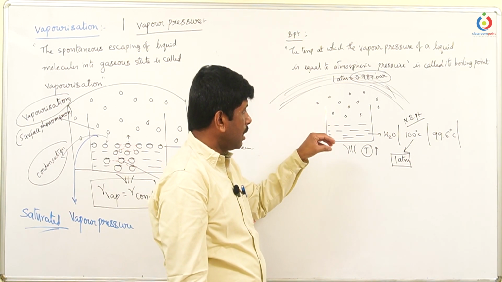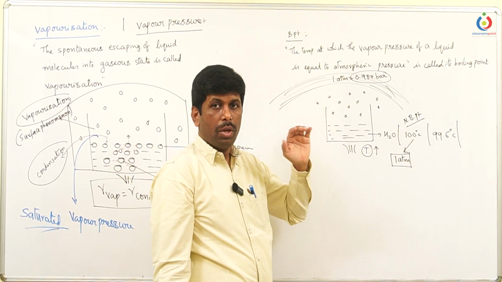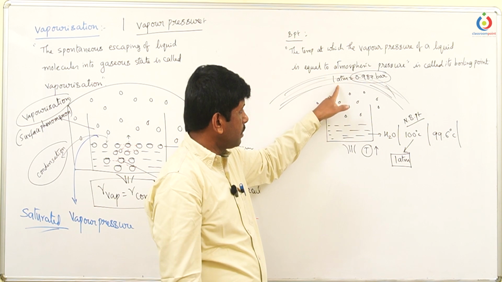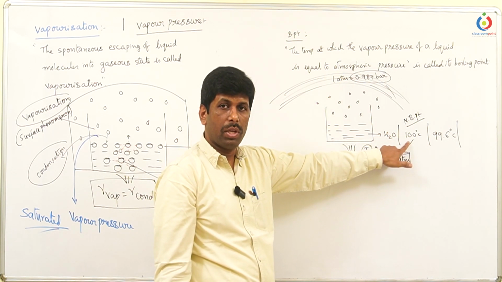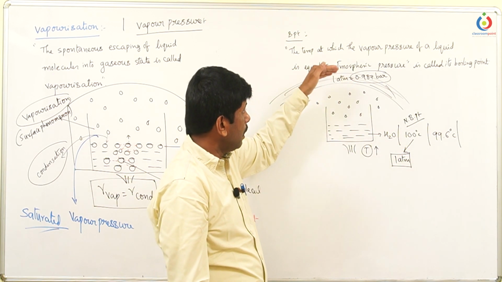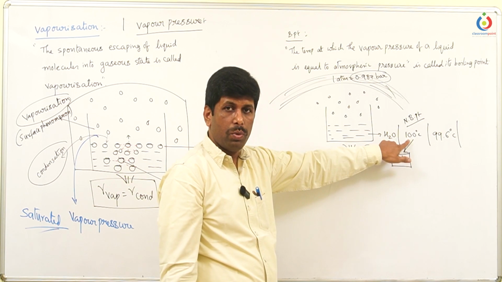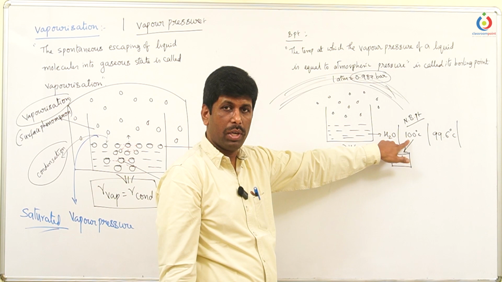Imagine the water vapor pressure is equal to 1 atmosphere at 100 degrees centigrade. What happens if 2 atmospheric pressure is taken? If 2 atmospheric pressure is taken, water does not boil at 100 degrees centigrade but boils above 100 degrees centigrade. If atmospheric pressure is less, then water need not reach 100 degrees centigrade, but boils even at lower temperatures.